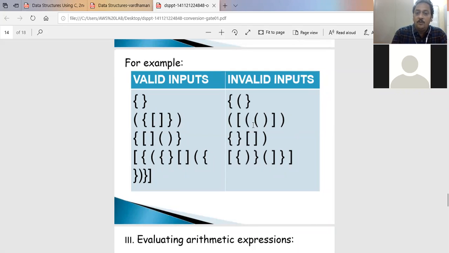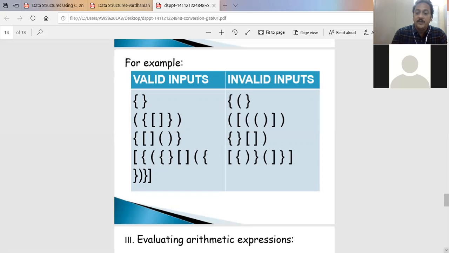See this one also. What is the problem in this? Just check. Sindhu, why is this input not valid? The corresponding right parenthesis is not there. See, for the left parenthesis there is a right parenthesis. For the left square bracket there is a right square bracket. For the left parenthesis there is a right parenthesis. But what about this? This left parenthesis doesn't have a matched right parenthesis. So this particular input is not valid.